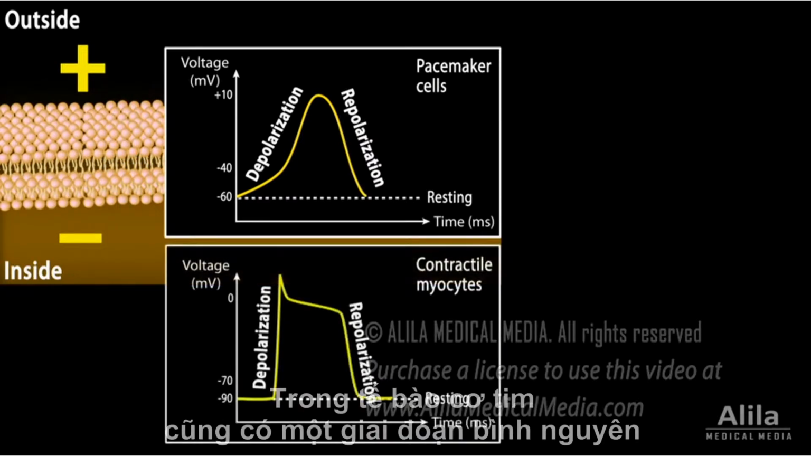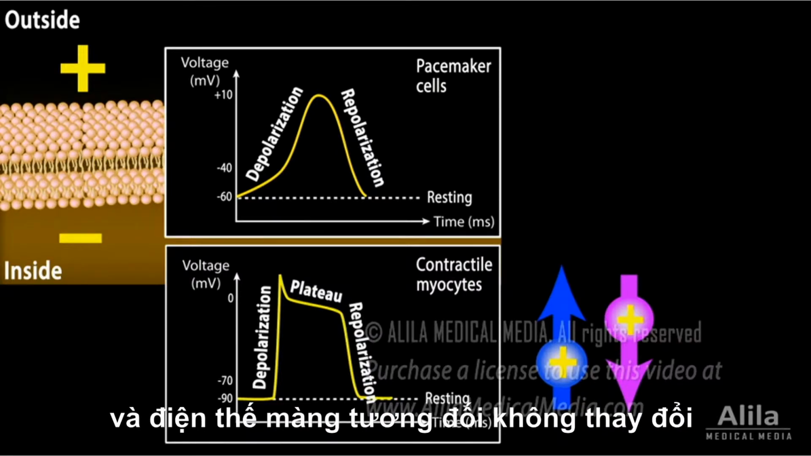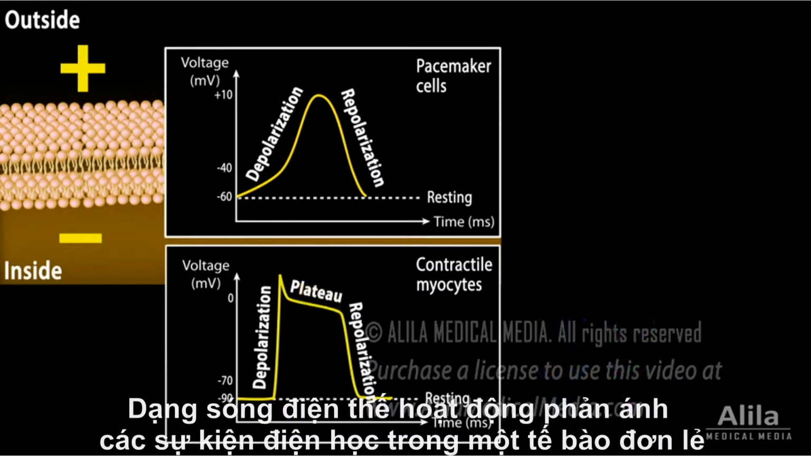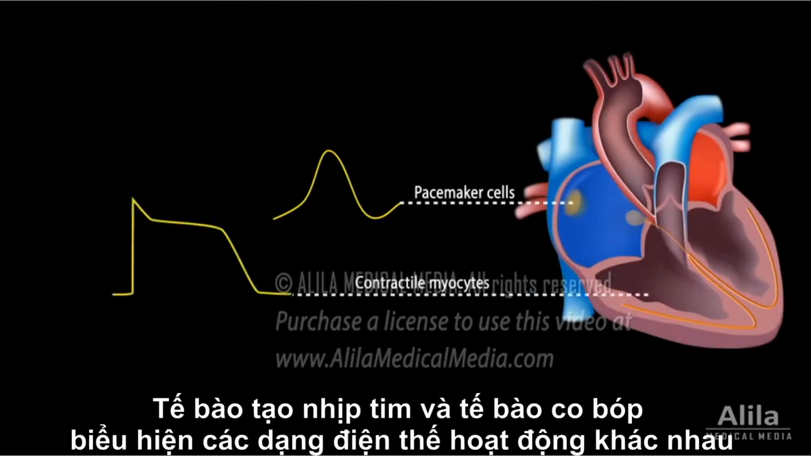In cardiac myocytes, there is also a plateau phase, which occurs when the efflux of one positive ion is balanced by the influx of another, and membrane potential remains relatively unchanged. This is when muscle contraction occurs. An action potential waveform reflects electrical events in a single cell. Pacemaker cells and contractile myocytes exhibit different forms of action potentials.